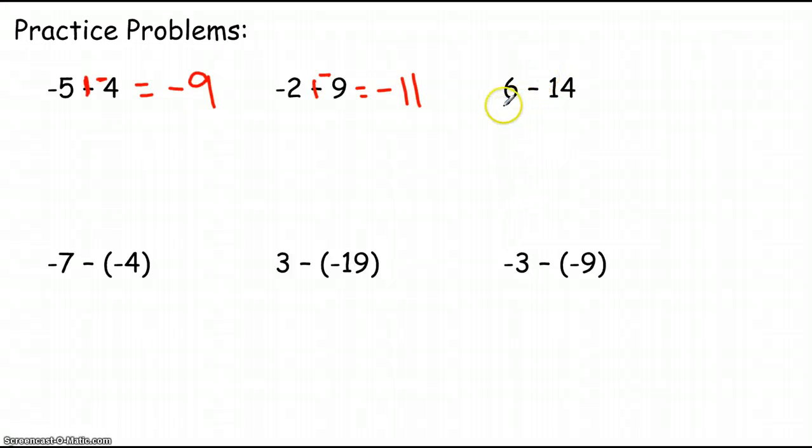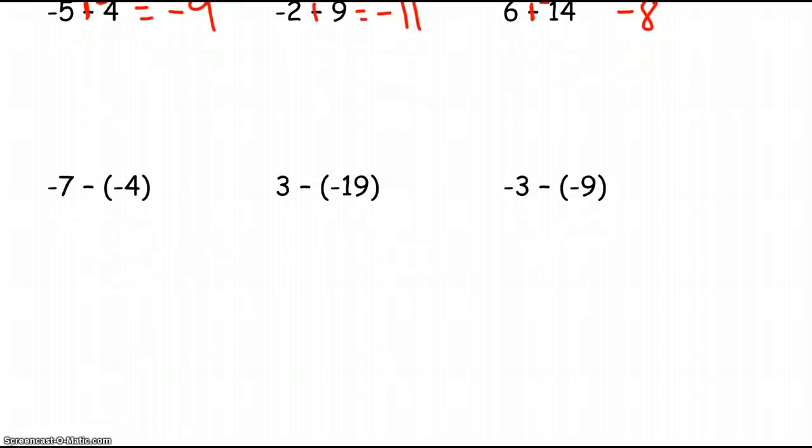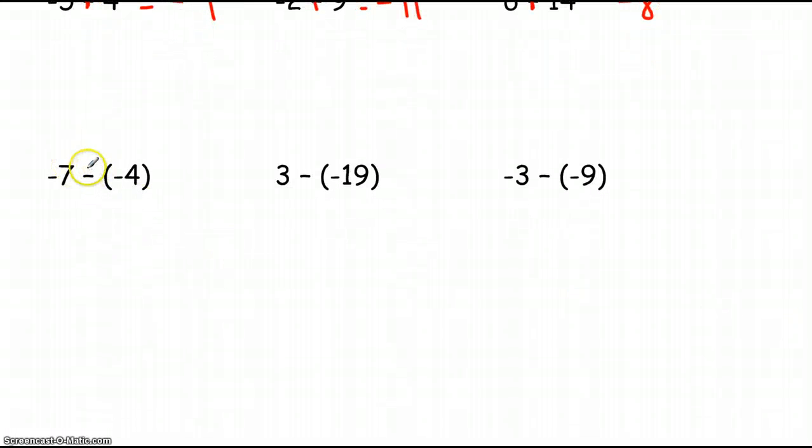And the third one, positive 6 minus a positive 4... I keep, change to addition, switch my sign. So 6 plus -4, signs are different, so we subtract them. And -7 minus a -4. Keep, change, switch. So I have -7 plus +4. Signs are different, so we subtract them, and there's more in the negative than in the positive.